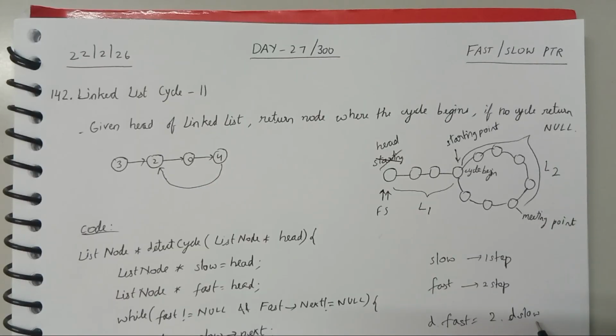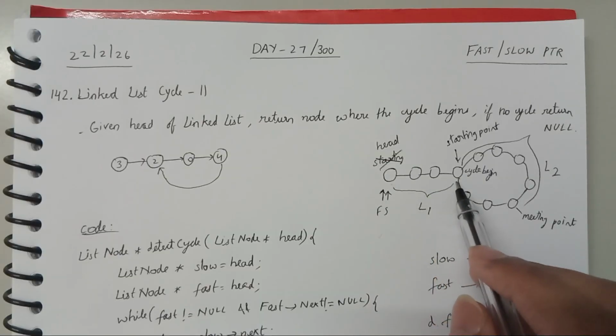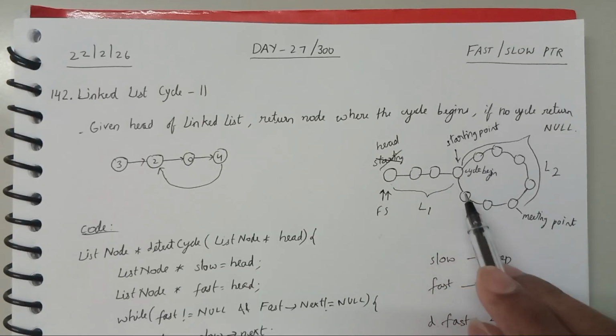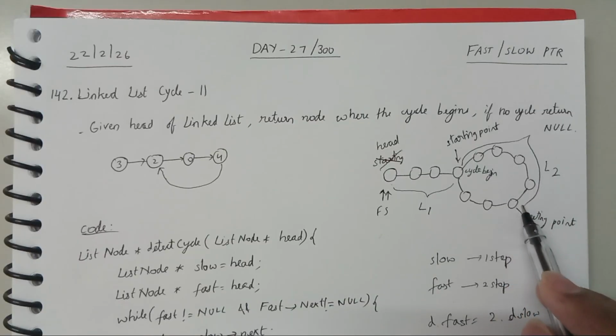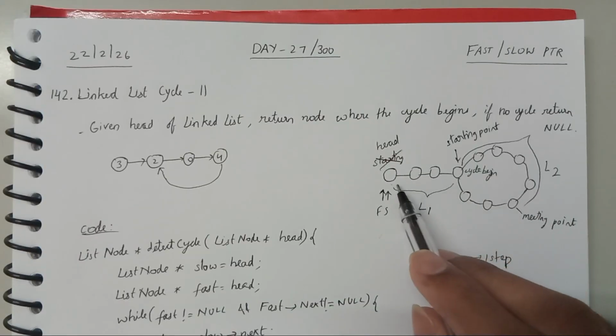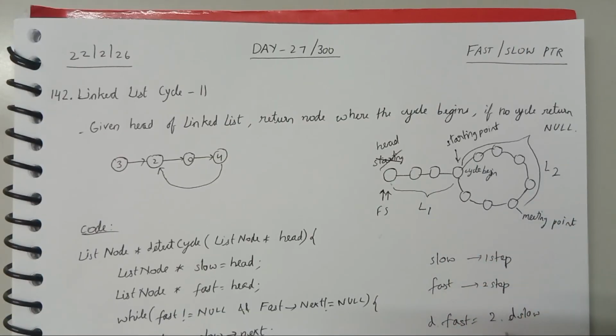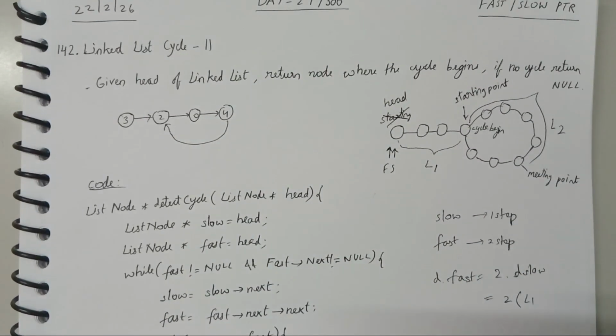Now the distance of slow, we are assuming that they are meeting here. So the distance covered by slow will be, first it will travel L1, that is from the head to the starting point, then it will travel one step at a time the whole length L2 to reach the meeting point. So the total distance will be L1 plus L2. So here it is 2 into L1 plus L2. Now this will be the distance covered by fast.